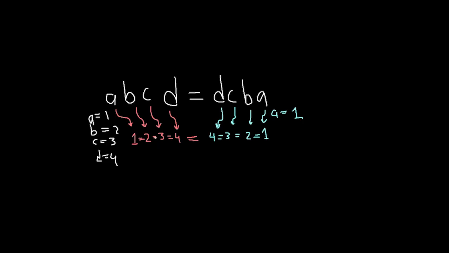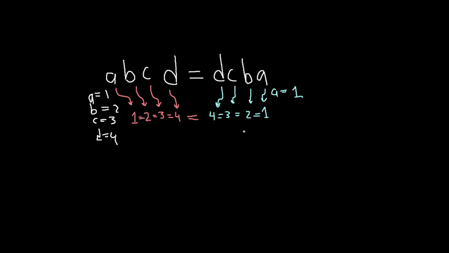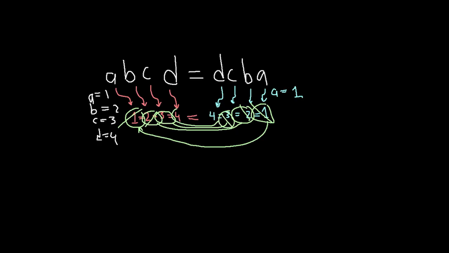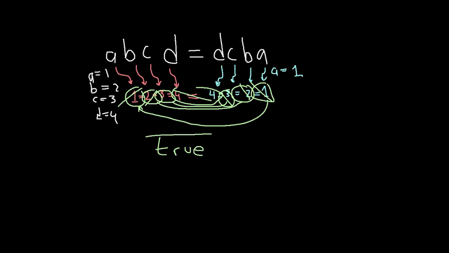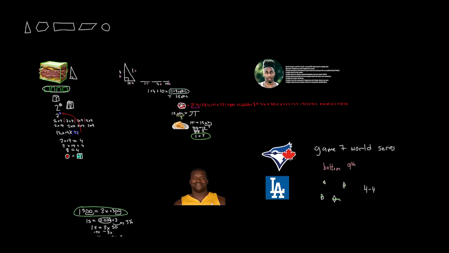We actually have 1 is equal to 1, cancels out, 2 equal 2, cancels out, 3 equal 3, cancels out, 4 is equal to 4. So this equation up here actually becomes true. So if you were to get this on a true or false question, you know that it is equal to true.